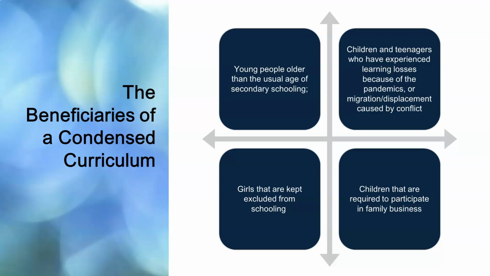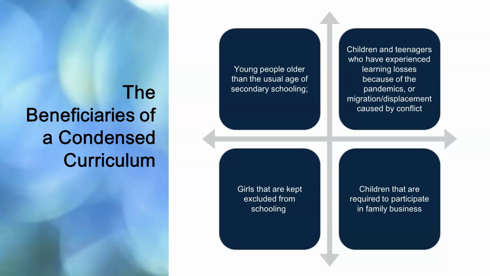The beneficiaries of a condensed curriculum might include A. Young people older than the usual age of secondary schooling. B. Children and teenagers who have experienced learning losses because of the pandemics, or migration displacement caused by conflict. C. Girls that are kept excluded from schooling. D. Children that are required to participate in family business.